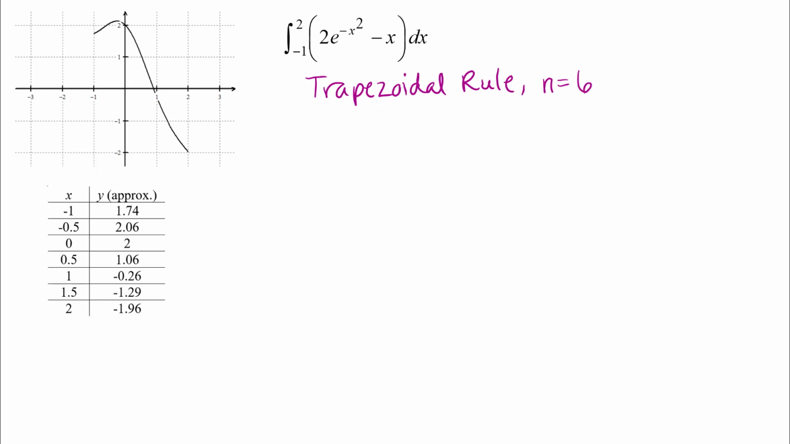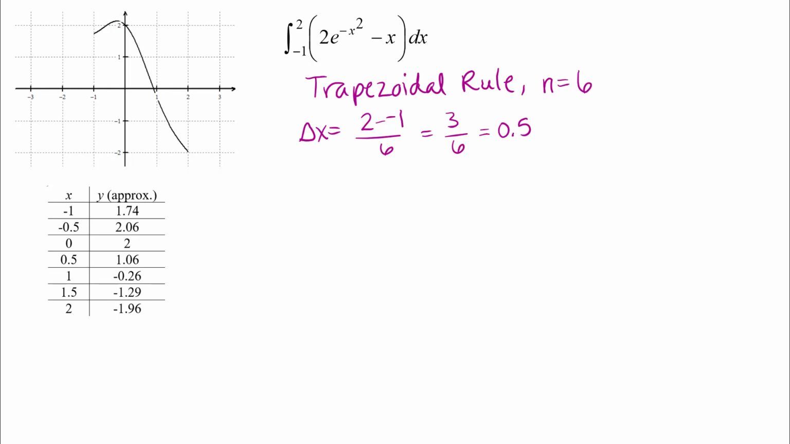So one of the things that will be important to know is how wide our trapezoids will be. So the width of our whole interval is 3, from 2 to -1. So 2 minus -1, or 2 plus 1, is 3. And then I want to divide that into 6 pieces. So 3/6 or 1/2 or 0.5 is going to be the width of our trapezoids here. We'll have 6 trapezoids and they'll be width 0.5.